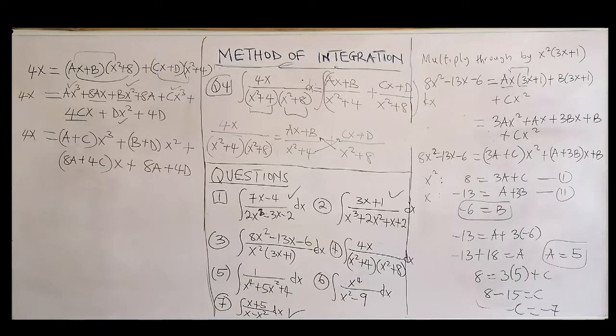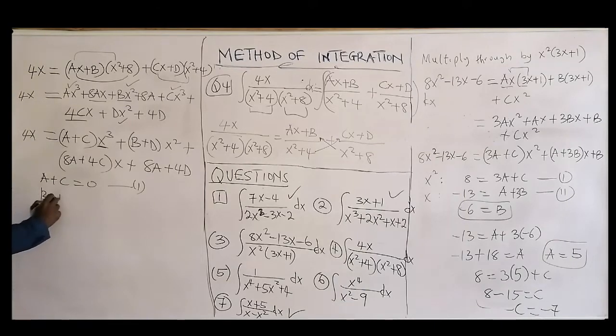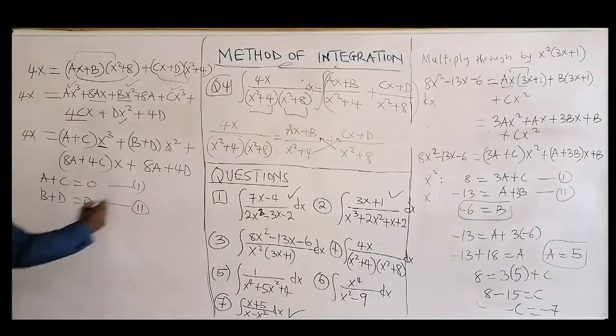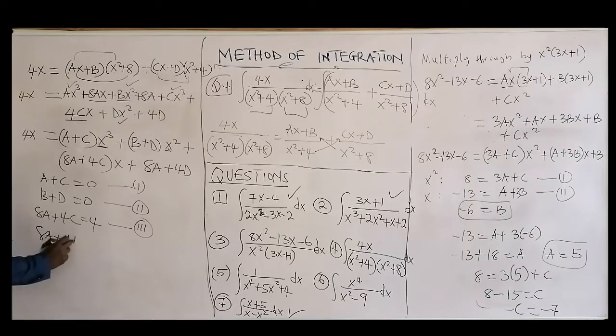So begin to equate the coefficients. You don't have x cubed on the left hand side, so that will be a plus c equal to 0. Equation 1. Equation 2, b plus d, we don't have the x squared on the left hand side, equal to 0 too. Then the other one, 8a plus 4c, the coefficient of x, we have here equal to 4. Equation 3. Then we also have the constant terms, 8a plus 4d equal to what? Equal to 0. There are no constant terms on the left hand side.